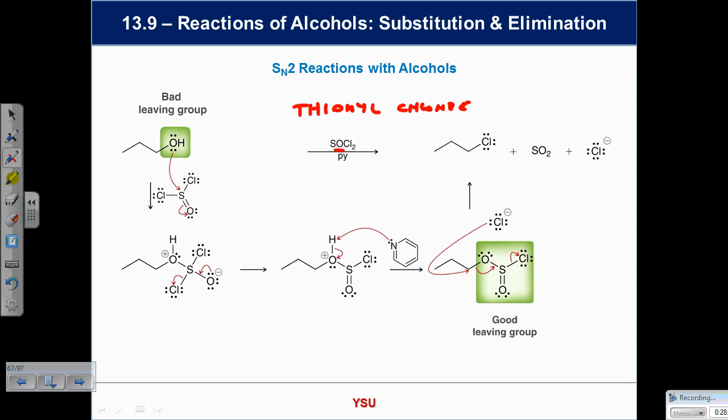Mechanistically, it's on my website. Not much to this. It's very similar to things we've already done. I would like you to know this. In the first instance, the alcohol is behaving as a nucleophile, and it's going after sulfur. Why does it go after sulfur? Why would a nucleophile be at all interested in that sulfur?